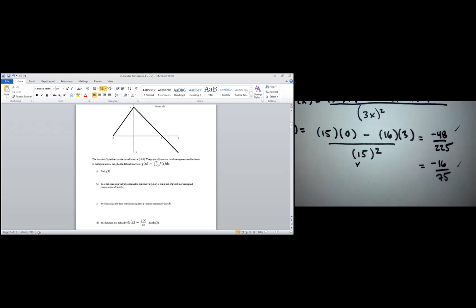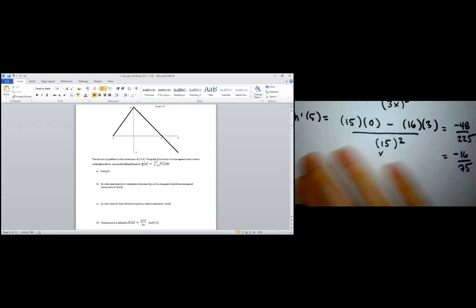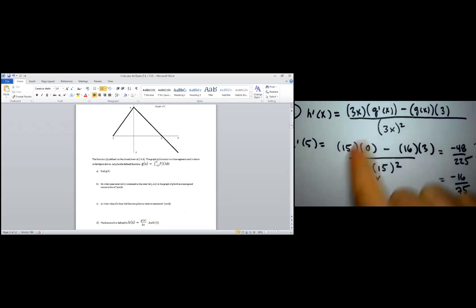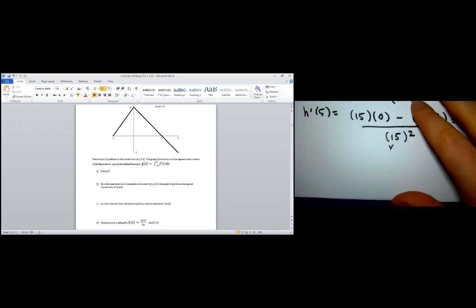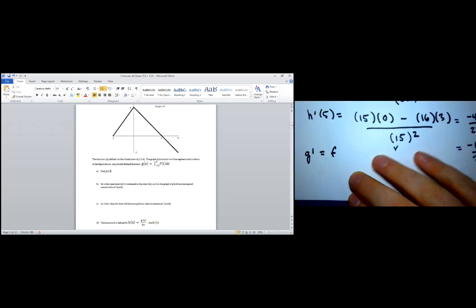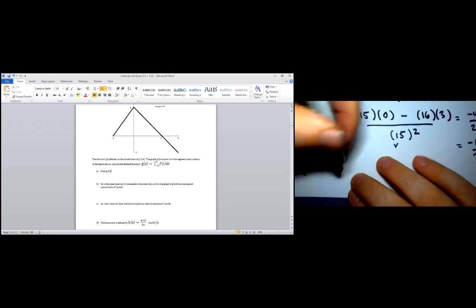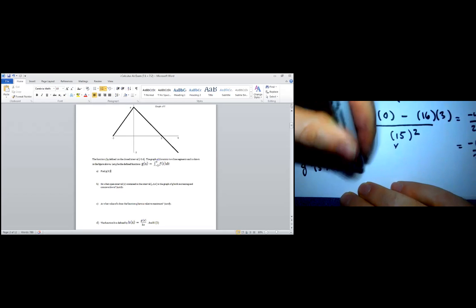Questions? How did you get the 0 that again? One? Yeah. Okay. So we're looking for G prime of 5. Agreed? Yeah. Okay, so we need to make the connection. G prime is equal to F. So G prime of 5 is equal to F of 5.